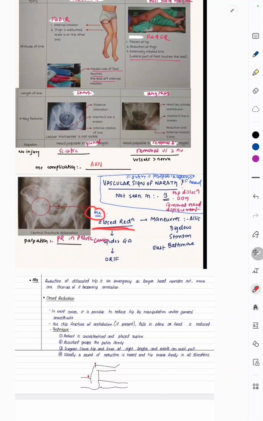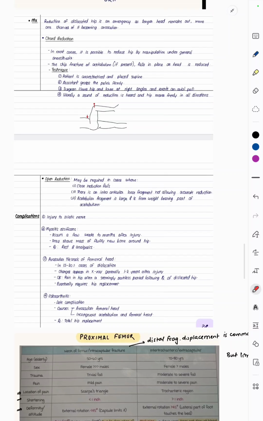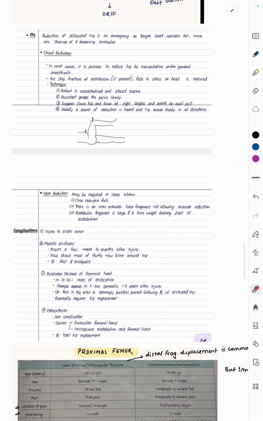Management: closed reduction is done under general anesthesia, if not, open reduction internal fixation. Maneuvers like Allis maneuver, Bigelow's maneuver, Stimson's and East Baltimore maneuver can be used. Now very important, in the posterior dislocation of the hip, reduction of the dislocated hip is an emergency, as the longer the hip remains out, there are higher chances of avascular necrosis.